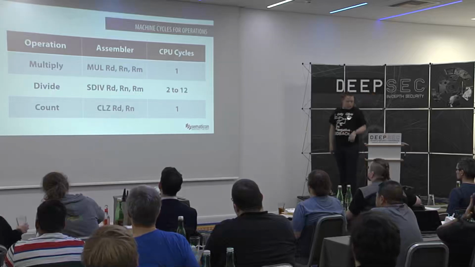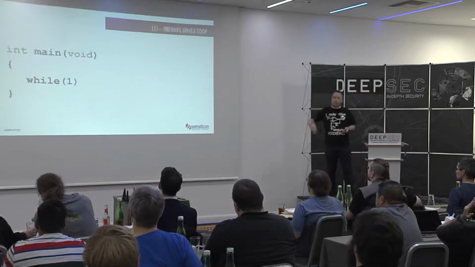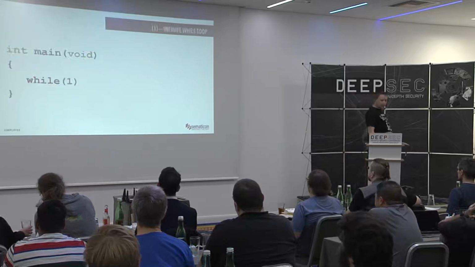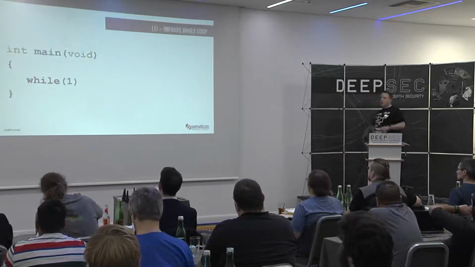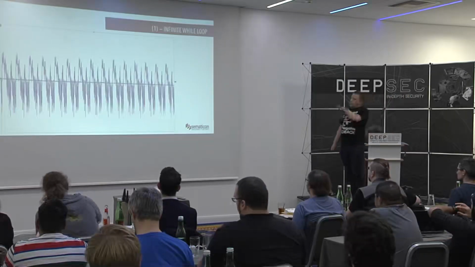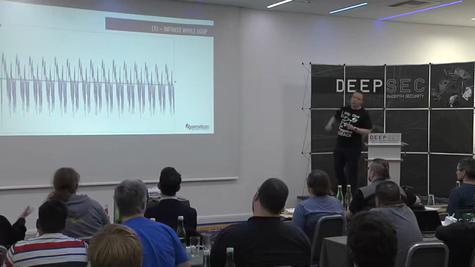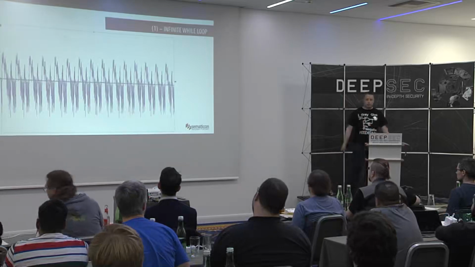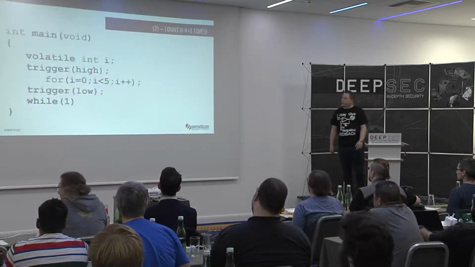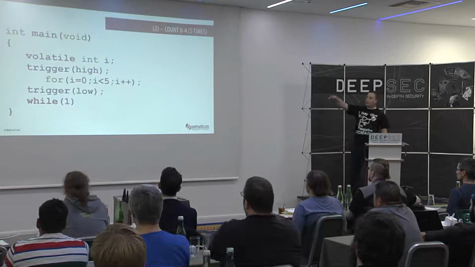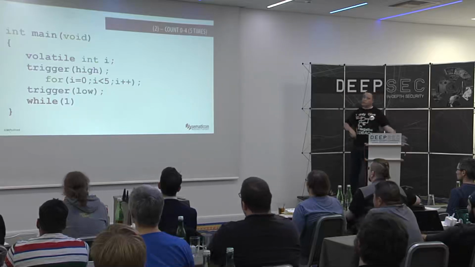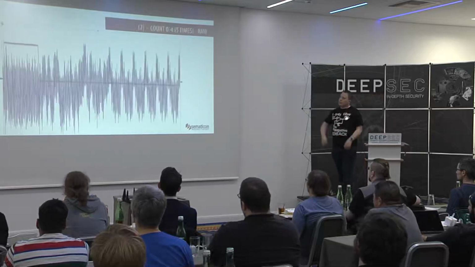So what I'm doing now is, I just show you a bit of source code in C. I hope it's really easy. We're just running a while loop now, for example, and having a look at the current drawn by the CPU. We see it's pretty much harmonic because we're just doing a loop. Let's count to 5. So we set a trigger on high, and then we count, and then set the trigger to low. It looks like this on the oscilloscope.